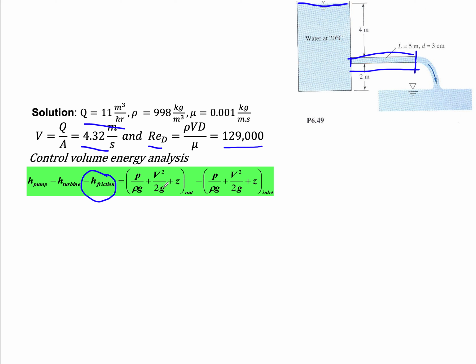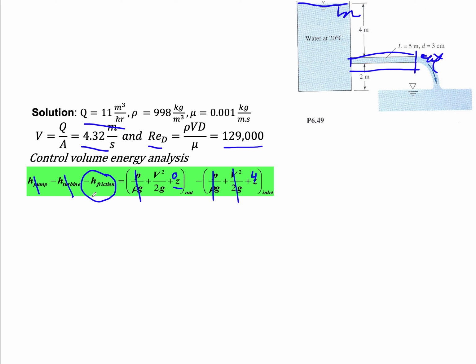So let's do the first law analysis on this problem. We don't have a pump, we don't have a turbine. We have a pipe of length L and diameter D, so we have friction. At the outlet, my pressure is atmospheric. I know my Z, so we'll set it to 0. So this is my out over here, and this is my in. At the inlet, my pressure is atmospheric, my velocity is 0, and my Z level is 4 meters.